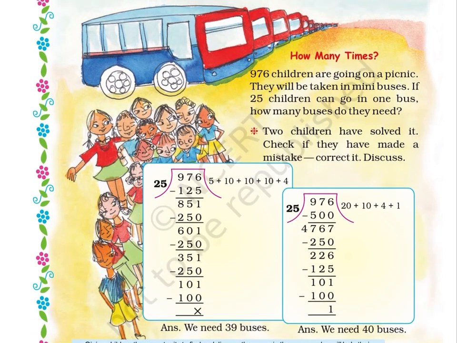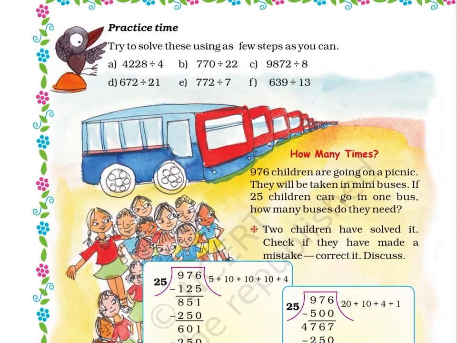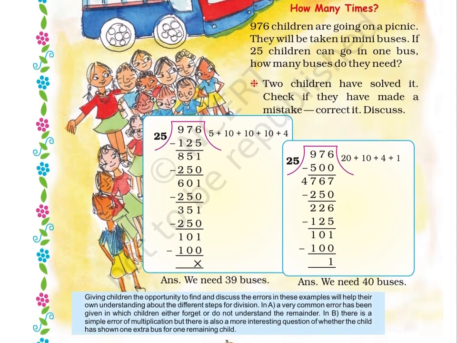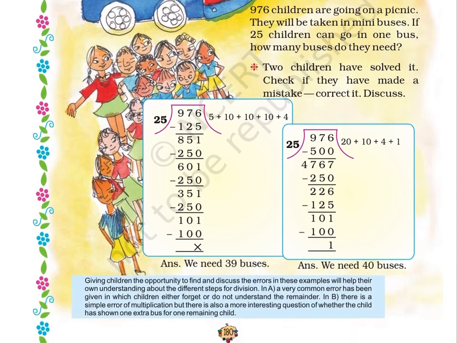976 children are going on a picnic. They will be taken in minibuses. If 25 children can go in one bus, how many buses do they need? 2 children have solved it. Check if they have made a mistake. Correct it. Discuss. Towards the bottom of the page, we can see the calculations done by 2 kids.